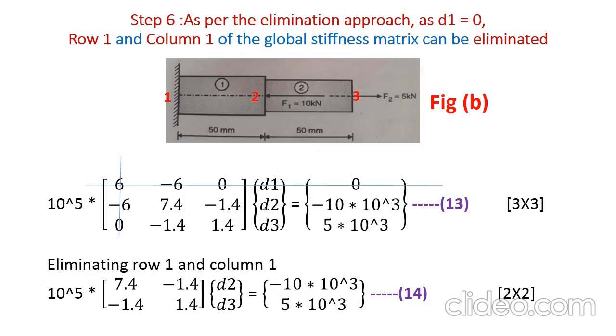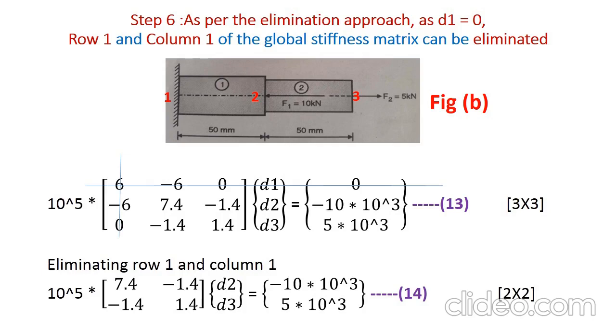Step number 6 is we apply the elimination approach. Observe equation number 13 first of all. In equation number 13, on LHS we have K matrix, D matrix. On RHS we are having force matrix. How do we apply the elimination approach? There is a rule for the elimination approach that if displacement is 0 at a particular node, in that case we eliminate that particular row and column. I will repeat, if displacement is 0 at some node, we eliminate the particular row and column.